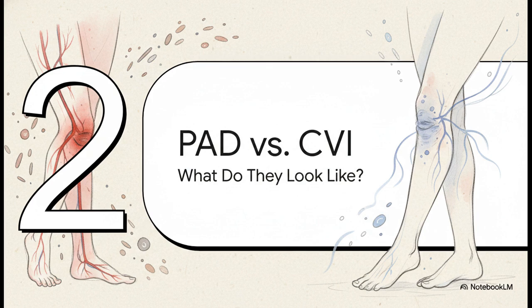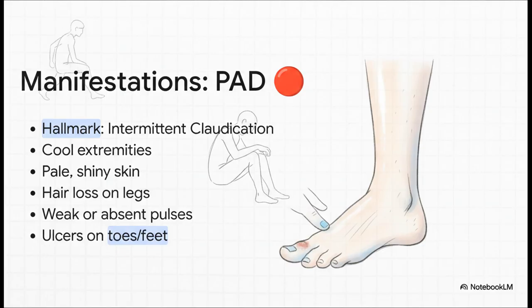So for PAD, our arterial problem, the absolute hallmark sign is something called intermittent claudication. This is textbook. The patient says, my calves cramp up when I walk to the mailbox, but as soon as I stop and rest, the pain goes away. And why? Well, when they walk, their muscles demand more oxygen, but those narrowed arteries just can't deliver enough blood. You'll also see those physical signs of bad circulation: cool skin, pale, shiny, no hair growth, and really weak pulses.